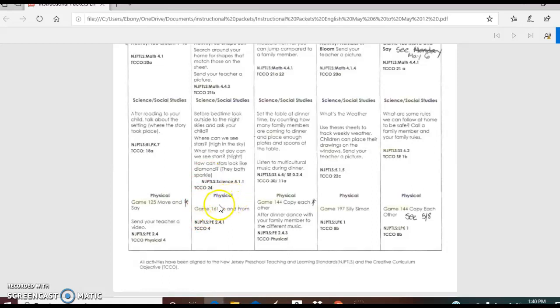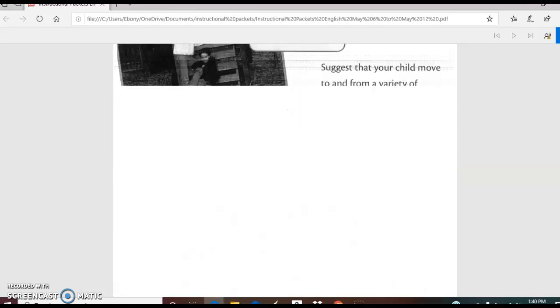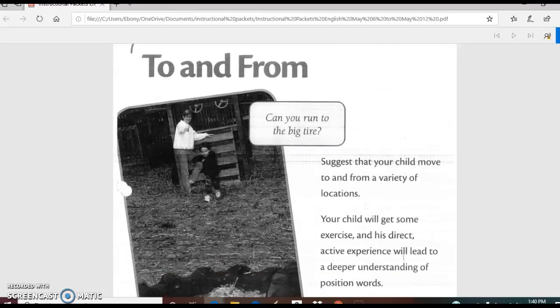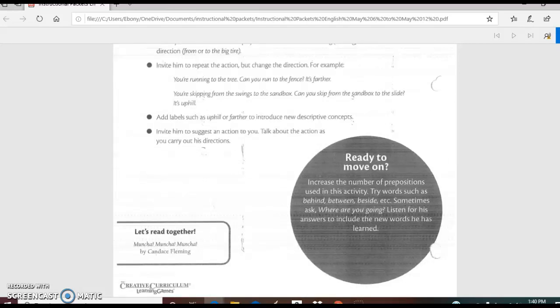Now for physical education, we're going to do game 161, To and From. We have the instructions to the game down in the packet. And this is what you're going to do. It's just to ask your child to go to different locations. So let's go to the examples of how to play.